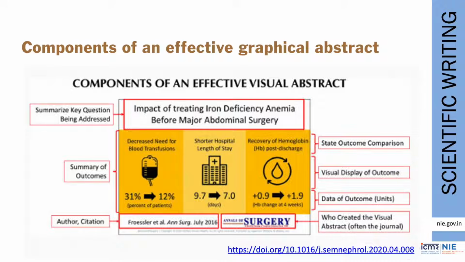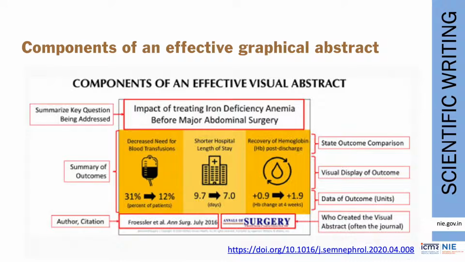The next important aspect that a visual abstract must have is it should explicitly mention the outcomes of the study that you're trying to see. So some of the outcomes that this particular study looked at are decreased need for blood transfusion, shorter hospital length of stay, and also they looked at recovery of hemoglobin post-discharge. Now each of these outcomes are also visually represented so that the viewers or the readers are immediately attracted to see and understand what this research is all about and what did the results show.